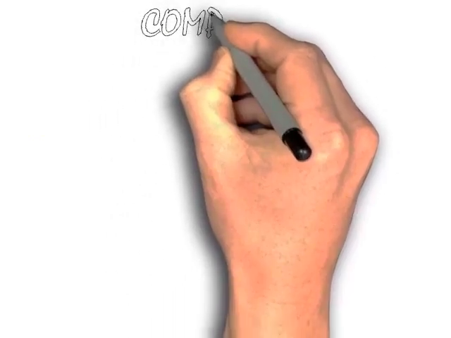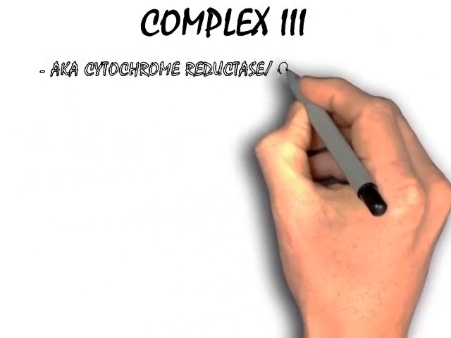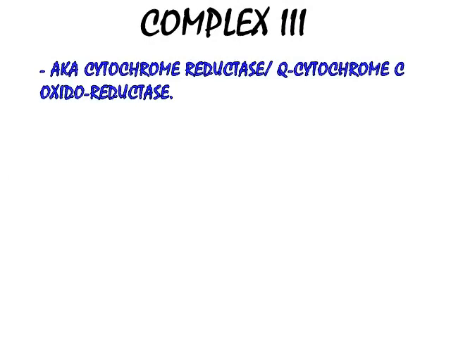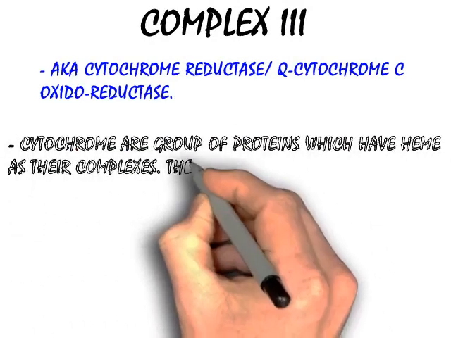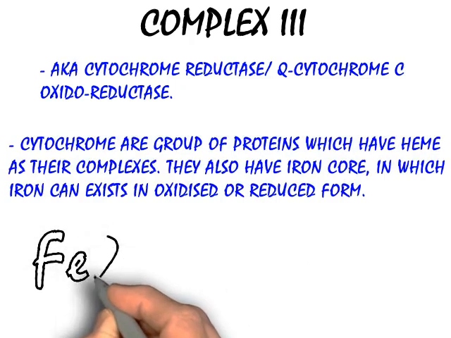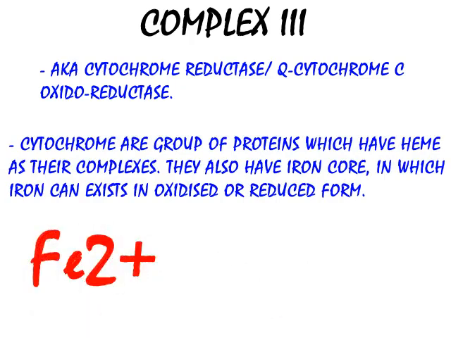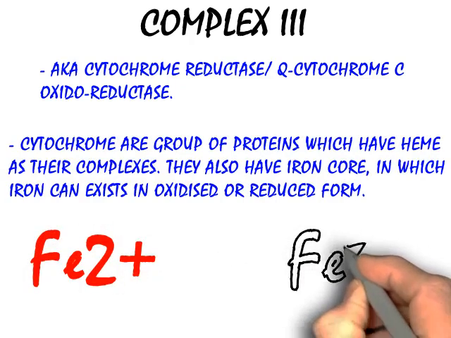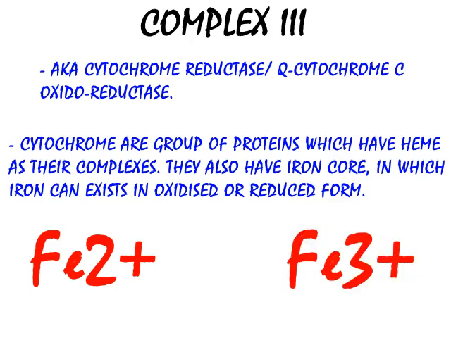Now let's talk about the complex number 3. The complex number 3 is also known as cytochrome reductase or Q-cytochrome C oxidoreductase. Cytochromes are the group of proteins which have heme as their complexes. They also have an iron core in which iron can exist in oxidized or the reduced form, depending on the donation or receiving of the electrons.